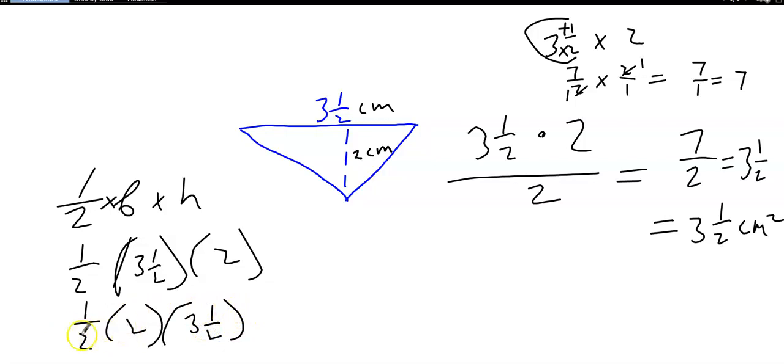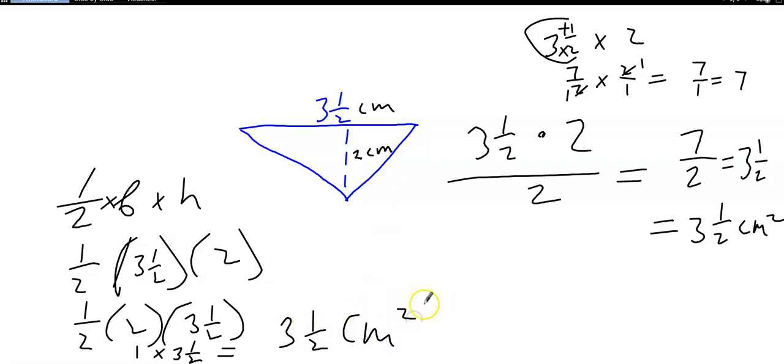Half of 2 is easy. Half of 2 is 1. 1 multiplied by any number, multiplied by 3.5 in this case, 1 multiplied by anything stays as that anything. So 1 multiplied by 3.5 is 3.5. This is labeled as centimeters.